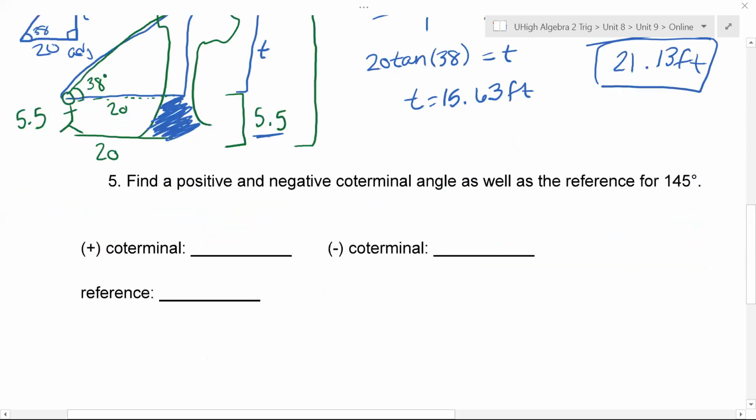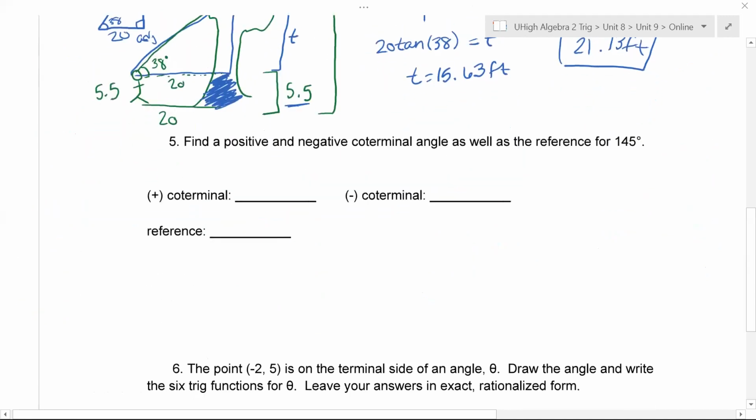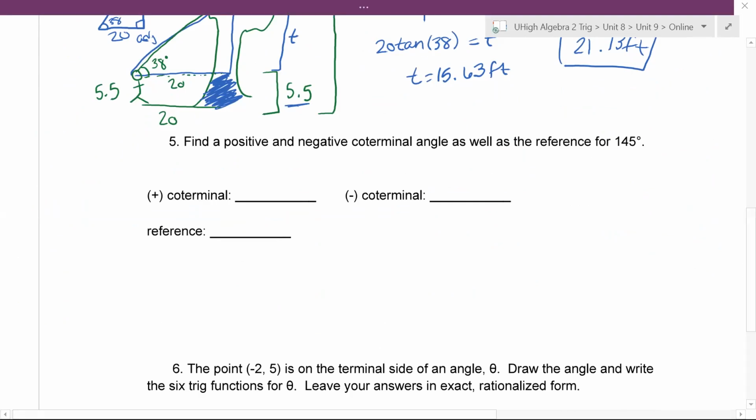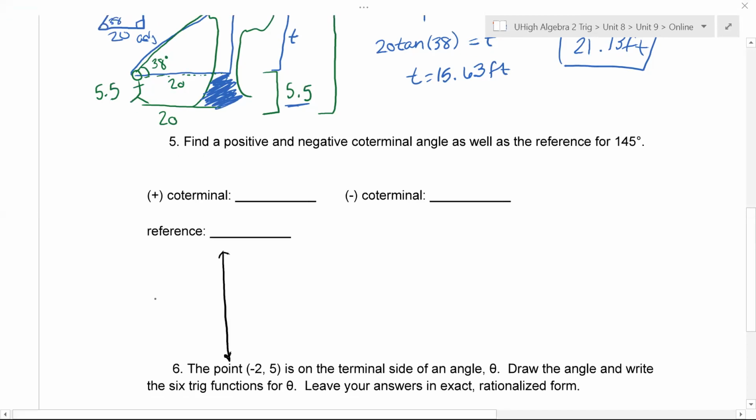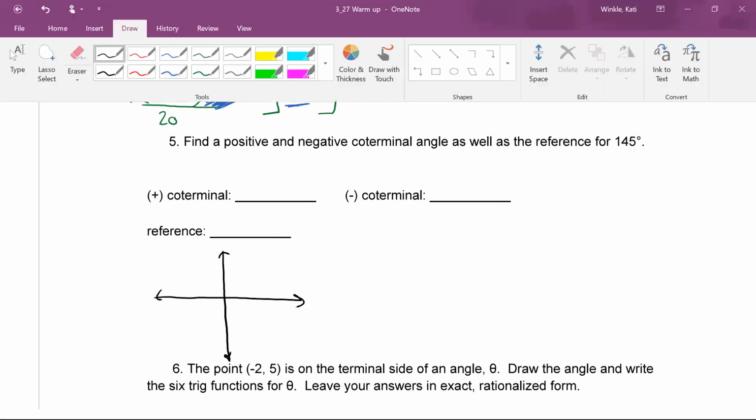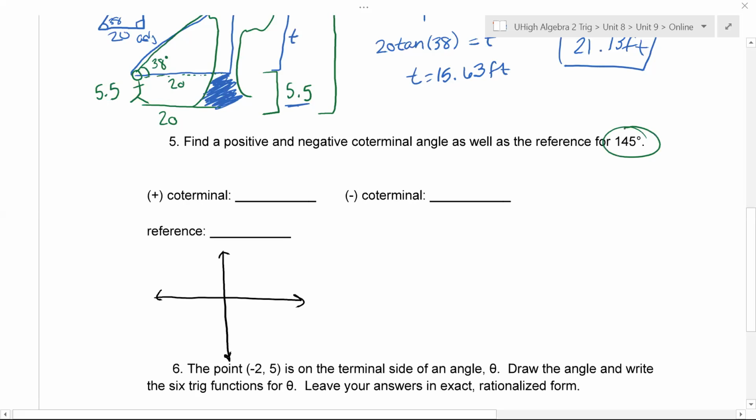All right, the next one, we're looking to find a positive and a negative coterminal angle, as well as the reference angle for 145 degrees. So first, I want to think, what does this look like on my coordinate plane? All right, so 145 degrees, that's going to be a 0, 90, 180. So that's going to be kind of somewhere over here, maybe a little bit more than halfway.